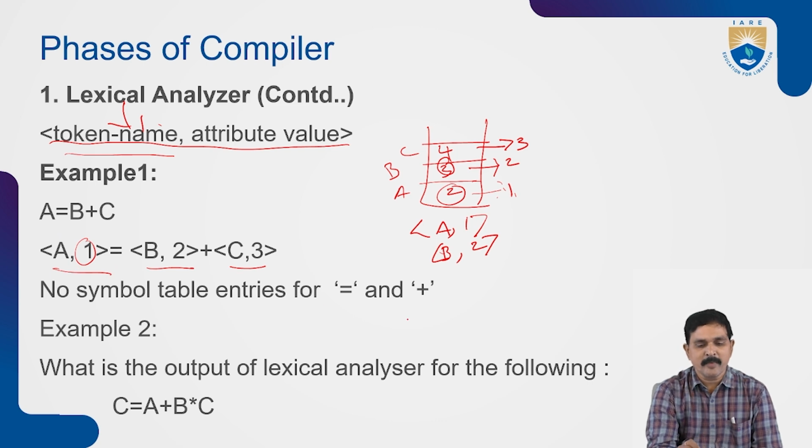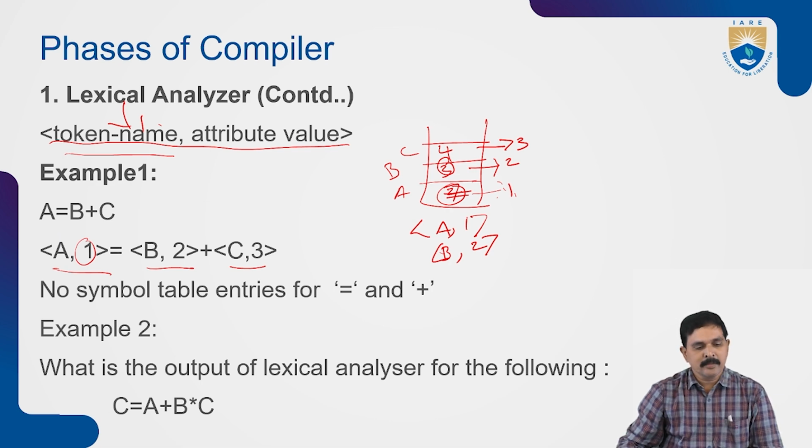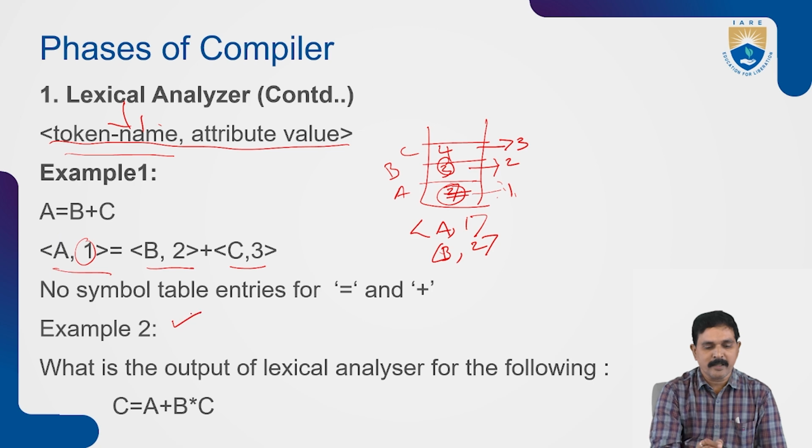So like that, we are assuming, of course here I am giving 7. A is 7, you get A is 7. So like that we are assuming. So what is the token name? What is the attribute value? Many other examples are also given here.